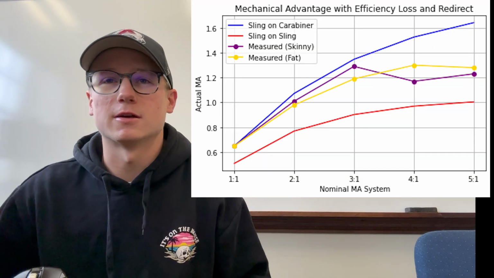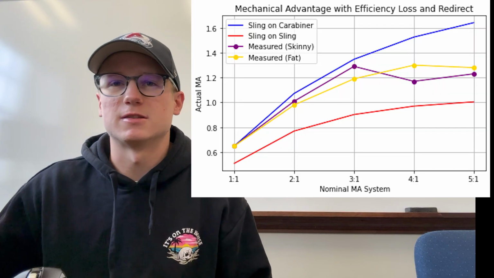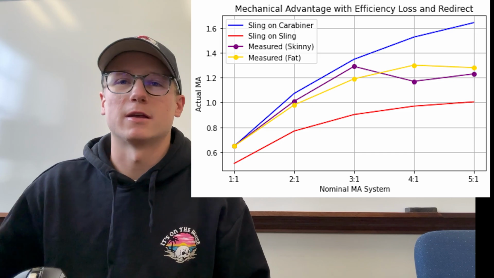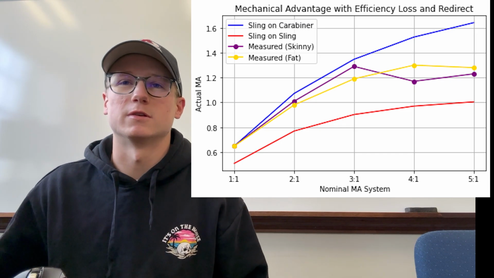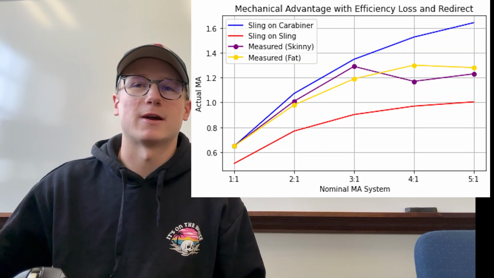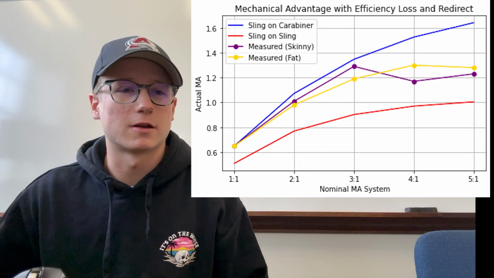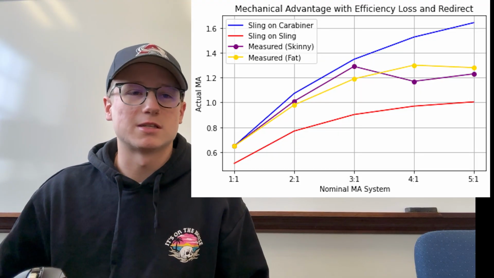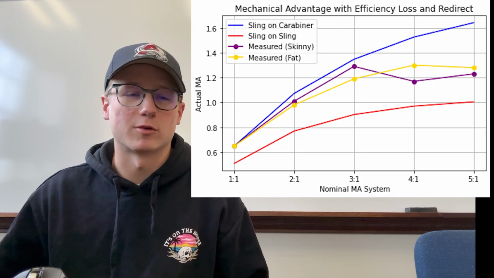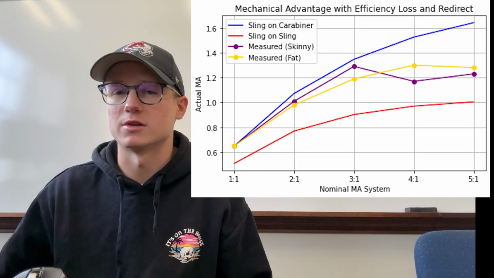All right, so the data sits in between where we want it to, and as you can see, a cool little trend we noticed is that for the 2-to-1 and 3-to-1 systems, where the sling is mostly on carabiner, it tracks closer to the carabiner, and then as you add more additional wraps, it drops down into the middle. You can kind of see that your optimal system is somewhere between a 3-to-1 to a 4-to-1 to a 5-to-1, and the actual MA is really only around 1.3 to 1.2.